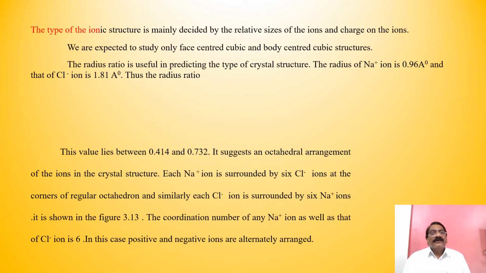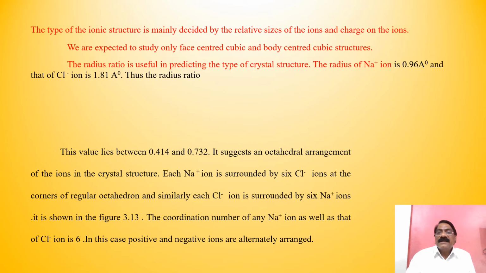The type of ionic structure is mainly decided by the relative sizes of anions and the charge on the ions. We are expected to study only face-centered cubic and body-centered cubic structures here. The radius ratio is useful in predicting the type of crystal structure.